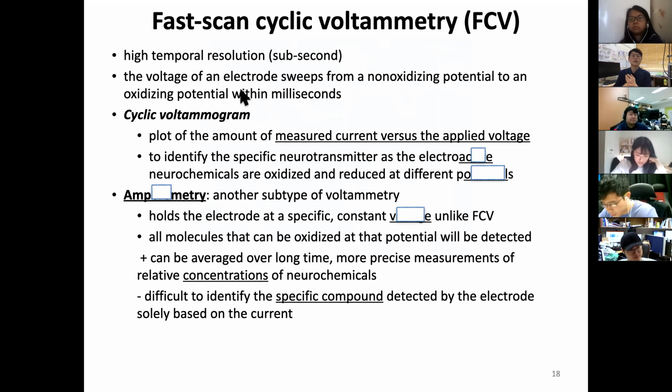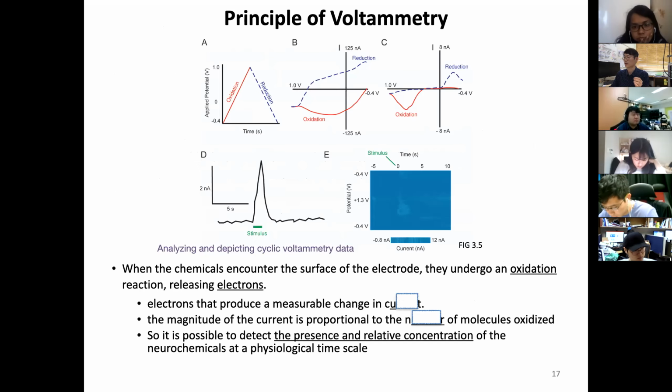So I want to cover a little bit further so-called fast-scan cyclic voltammetry to make it a fast, high temporal resolution method. The voltage of an electrode sweeps from a non-oxidizing potential to an oxidizing potential within a millisecond. So what you see in cyclic voltammetry is a plot of the measured current versus applied voltage, here, measured current and applied voltage.